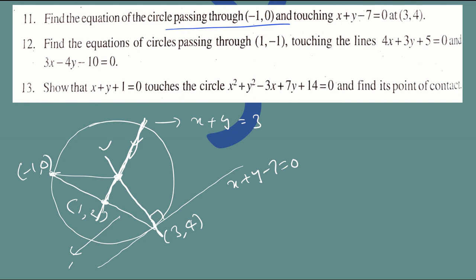Now let's go for this equation. Now it is perpendicular to this line. Therefore its equation will be of the form x minus y is equal to, and it is passing through the point 3 comma 4, so minus 1. There. Now we solve these two for the center. Once you have the center, you can find the radius, and you can find the equation of the circle. I leave that 11th problem here.